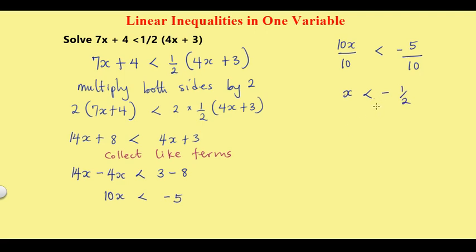So what this means is that for this given question, the value of x that satisfies this must be less than negative 1 over 2. It must be less than negative 1 over 2. If you put negative 1 over 2 in this inequality, it will not be satisfied. So for the value of x to satisfy it, that value of x must be less than negative 1 over 2. So we can think of values that are less than negative 1 over 2. Those are the values that can satisfy the given inequality.